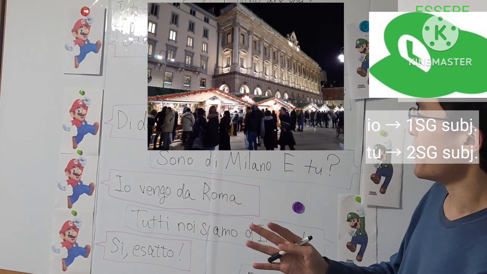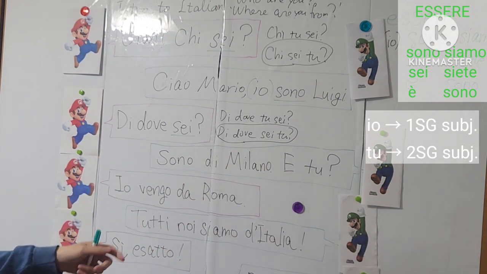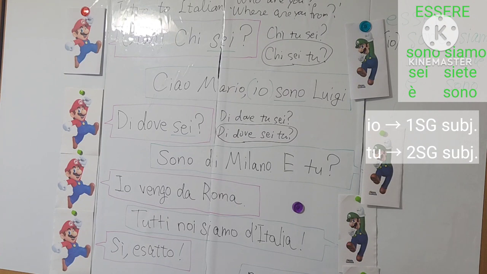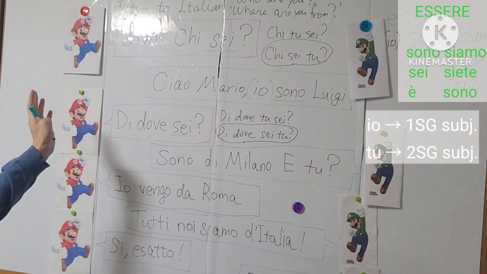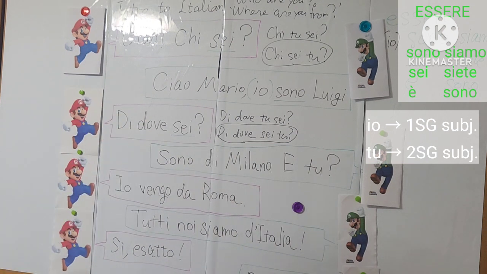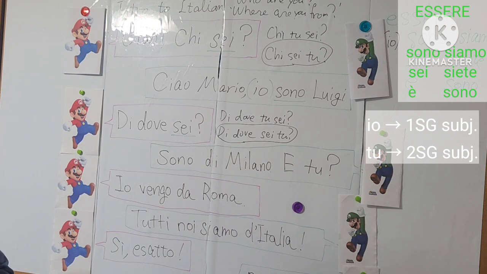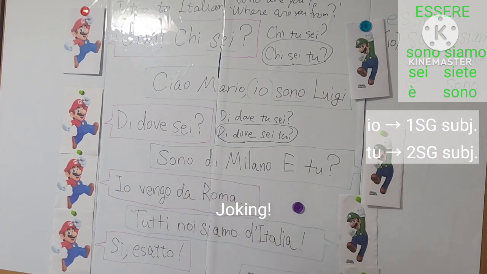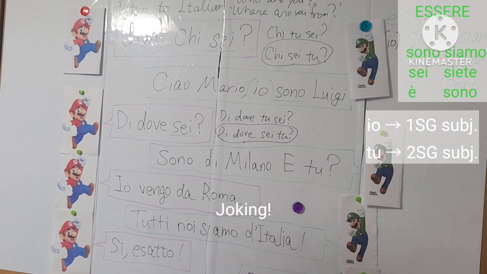Luigi says, sono di Milano. E tu? Sono di Milano. E tu? Frankly speaking, I don't know exactly which cities these men, Mario and Luigi, come from, just knowing they are from Italy, reportedly. Obviously, this whole conversation is fictional in a sense, unless these two, Mario and Luigi, are fakes, not real.